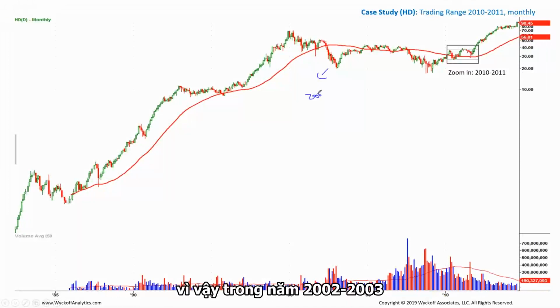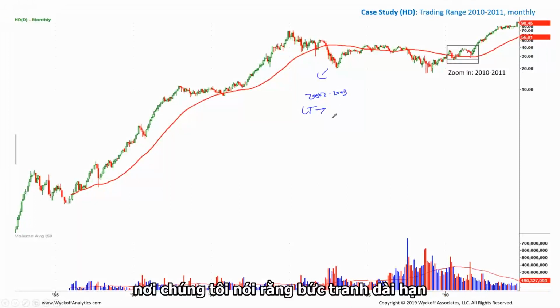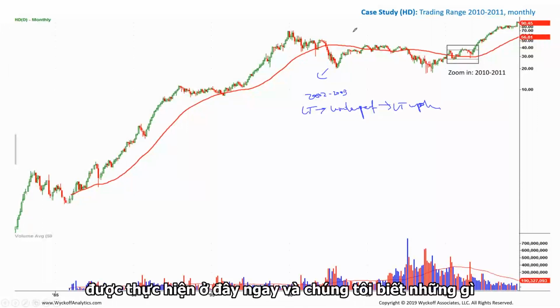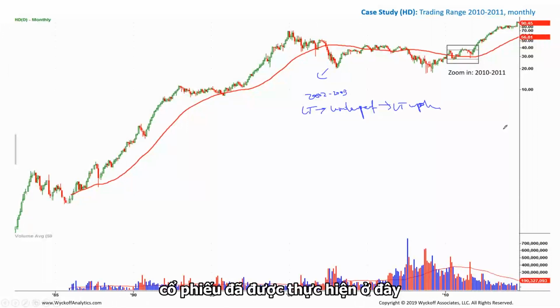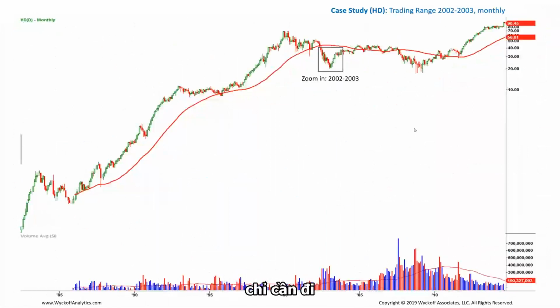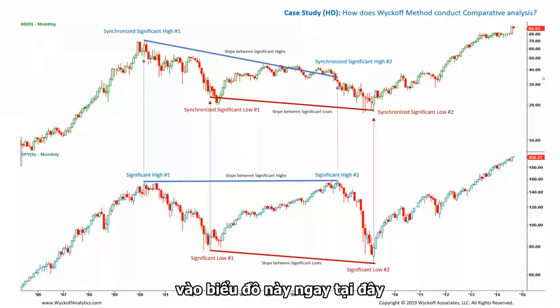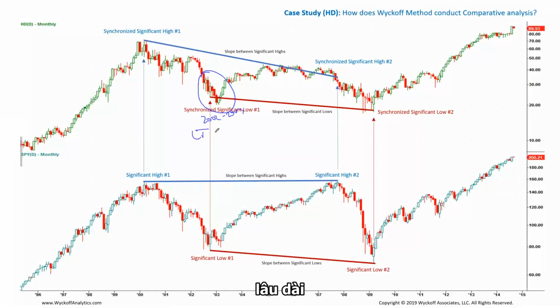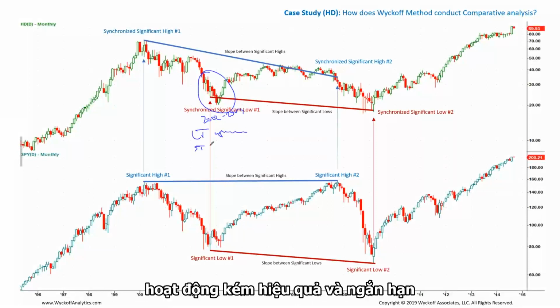So in 2002, 2003, where we said that the long-term picture was underperforming, suggested long-term underperformance. Okay, well, we know what the market has done here, right? And we know what the stock has done here. Actually, probably would be even better to see on a different chart. Let me just go to this chart right here. So we said in 2002, 2003, long-term underperformance and short-term outperformance.